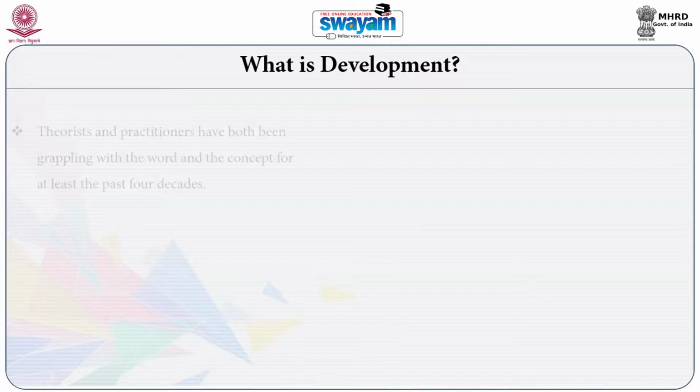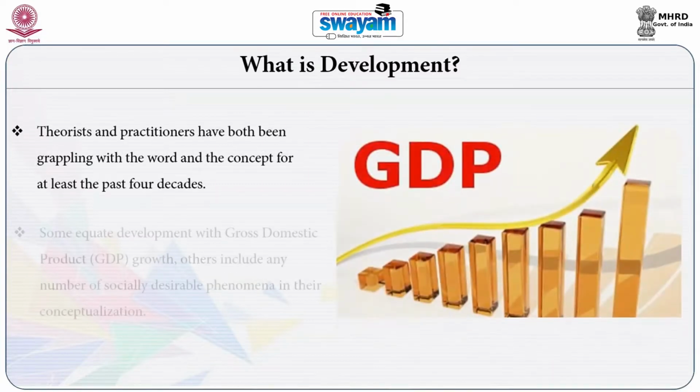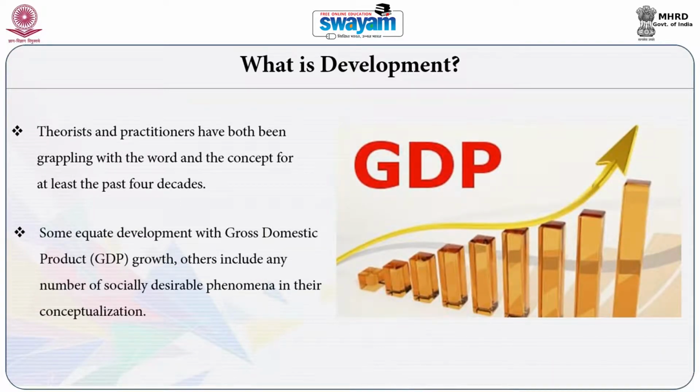Now, if I were to understand development in its most simple term, I would understand it as gross domestic product, or what we call GDP. What do we mean by GDP? How much goods and services a particular country can produce. Hence, when you're saying development, you're saying how much can you produce. This is the most simple way of understanding development.